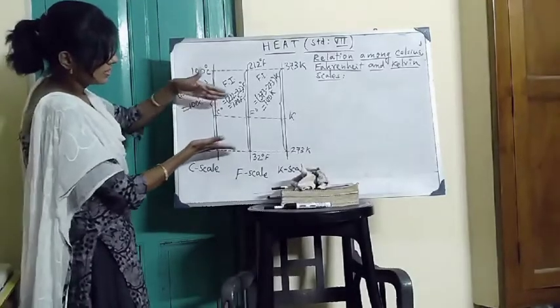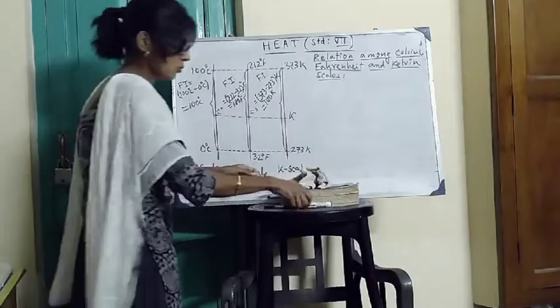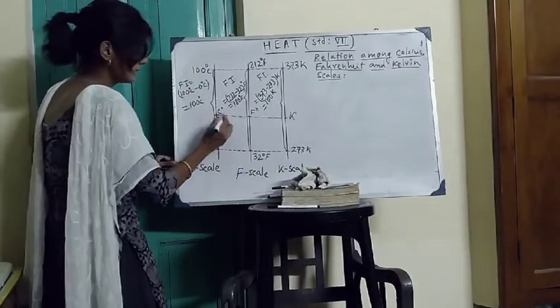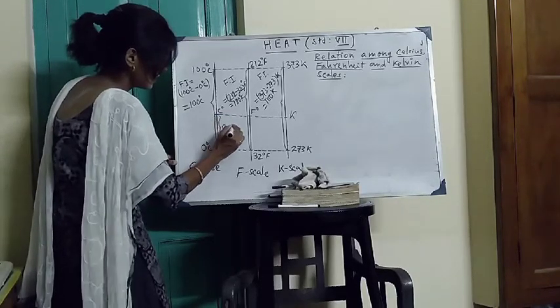So this difference is equal to this one is equal to this one. Clear? So what is the value of this difference? It is the lower fixed point. The unknown temperature is C. So the value of this difference is C minus 0.